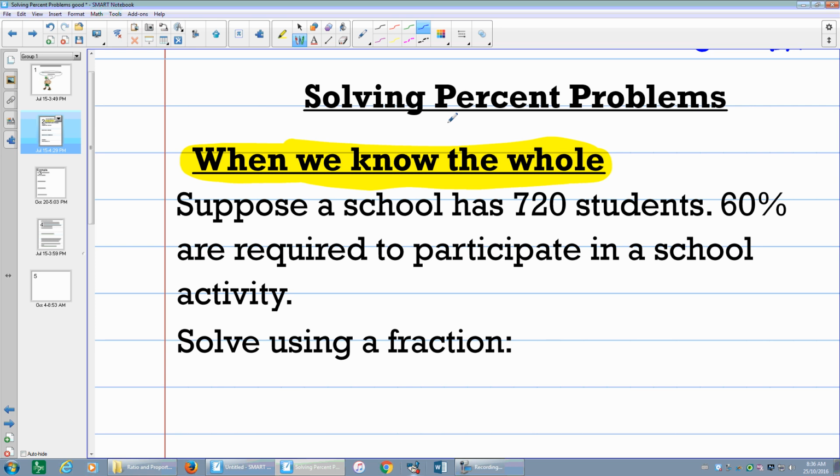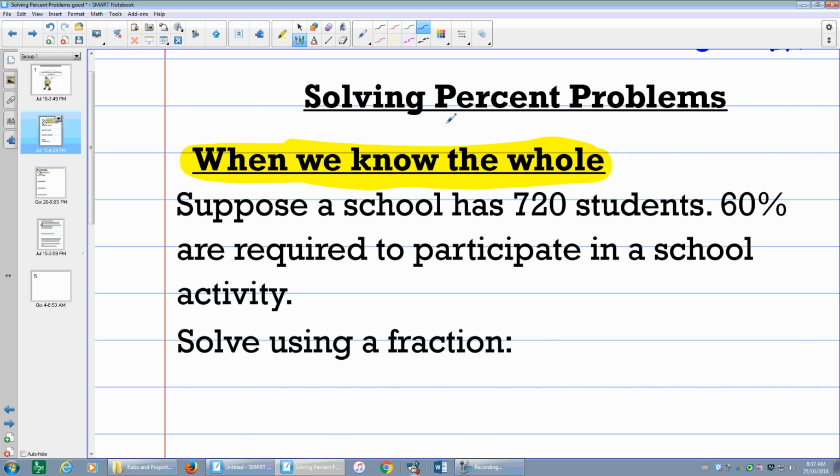these problems. So it says here, suppose a school has 720 students. 60% are required to participate in a school activity. What we want to try and find out is how many students have to participate in this school activity. We know 60% of them do, but that's not actually telling us how many students are participating in this. So we are going to solve this.